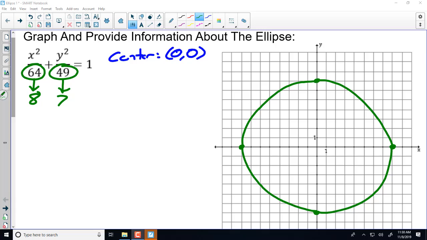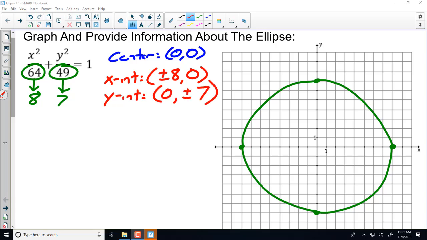Now, the 4 points that we use to help draw our ellipse are the x and y intercepts of the ellipse. So we could say that our x-intercepts for this ellipse are going to be plus or minus 8, 0. And our y-intercepts for this ellipse are going to be 0, plus or minus 7.